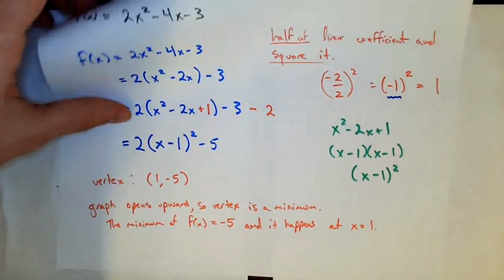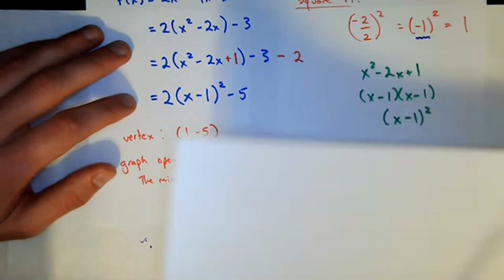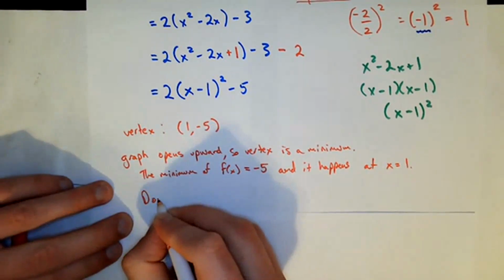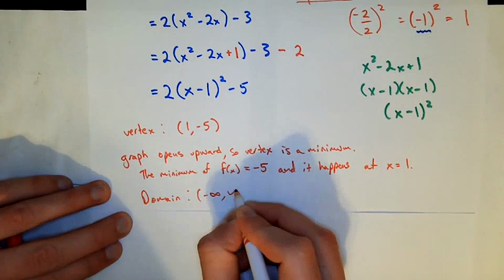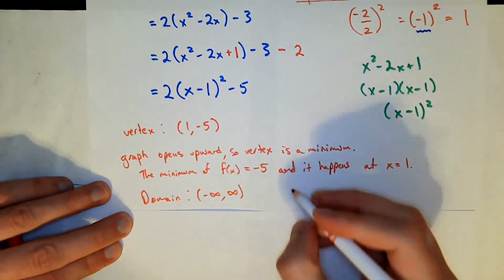All right, so now let's answer those questions in between. Oh, wait, no. We can do one more thing here off of this minimum. Let's talk about the domain and range. Recall that the domain for all of these functions that we're dealing with in this chapter is just completely unbounded, will always be negative infinity to infinity.